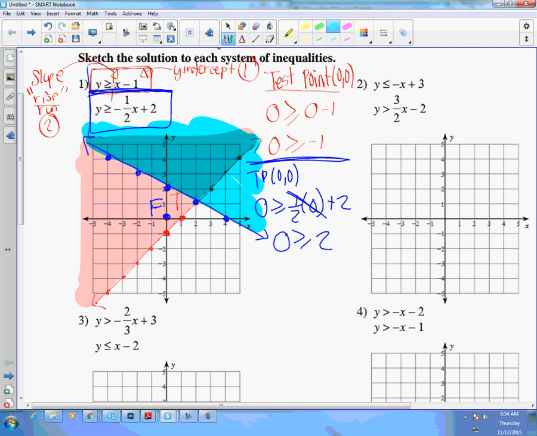Now, with the darkest pencil you have, you might need to trade with a neighbor. Where is there both shading colors? Where did we get both pink and blue shading? On this top quadrant, right? So take the darkest color, maybe swap with a neighbor, and shade this triangle shape. That is the solution. Okay?